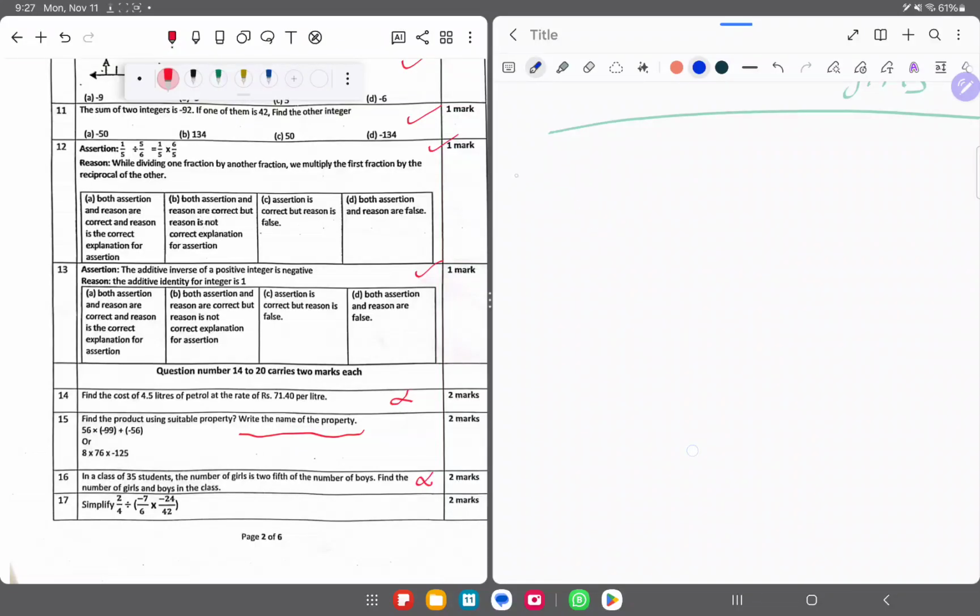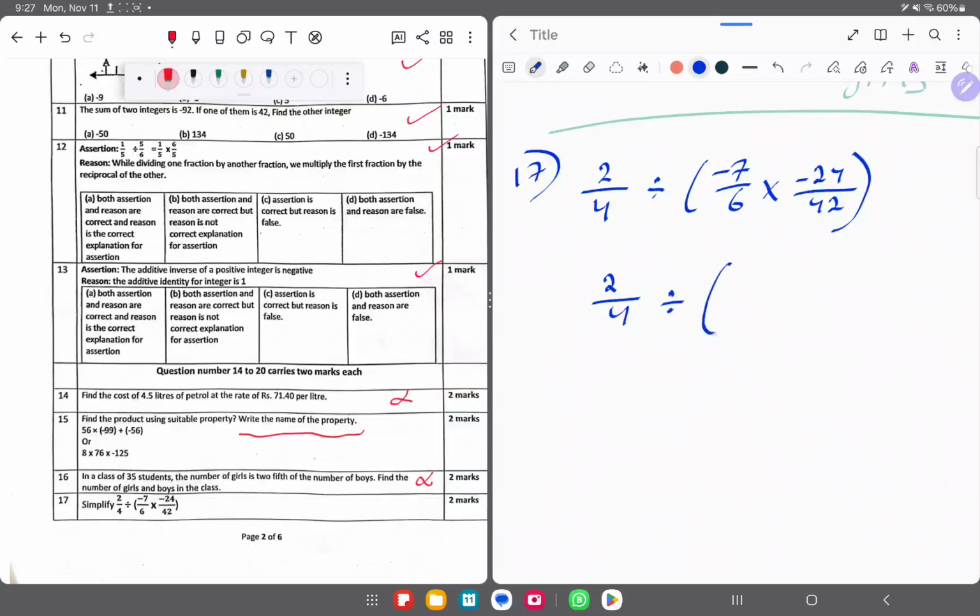Okay. 17. So 2 over 4 divided by minus 7 over 6 times minus 24 over 42. So over here, what you did was 2 over 4 divided by, you multiplied them with one another. You could have done something to ease yourself. Now before the 6, 24 and 42, minus 7 over 6.